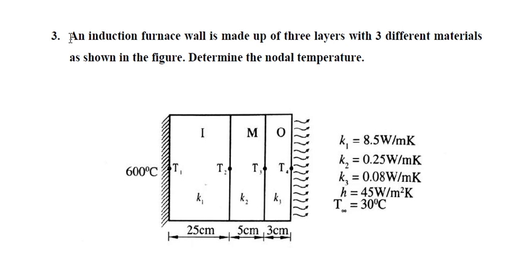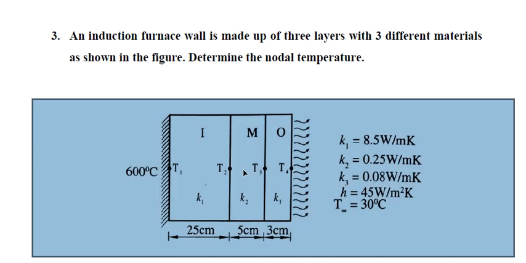The problem is like this. An induction furnace wall is made up of 3 layers, which means 3 composite walls of 3 different materials. The 3 different materials are also given. Determine the nodal temperatures. Any boundary condition can be used. So this is the given question. Please make a note of it.